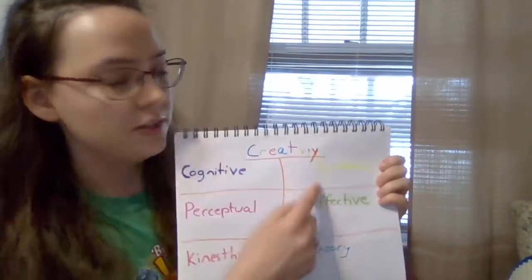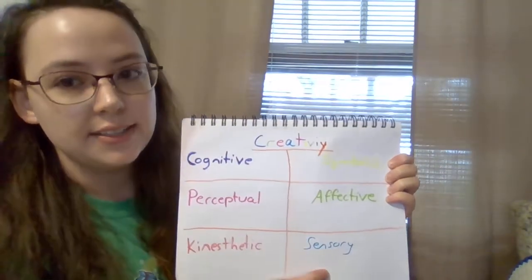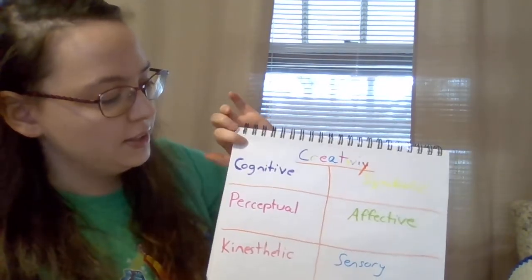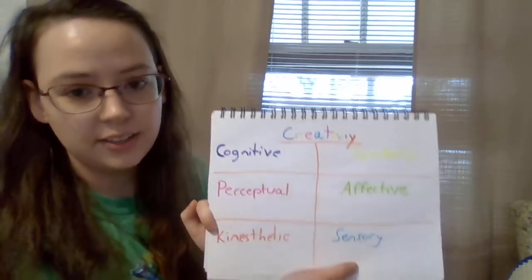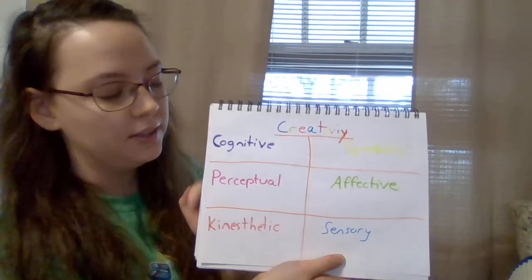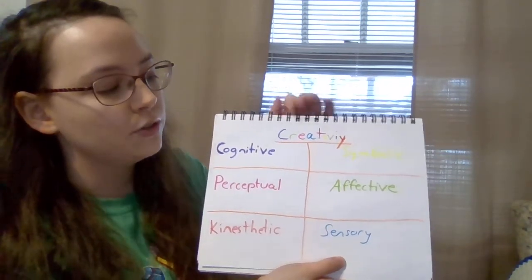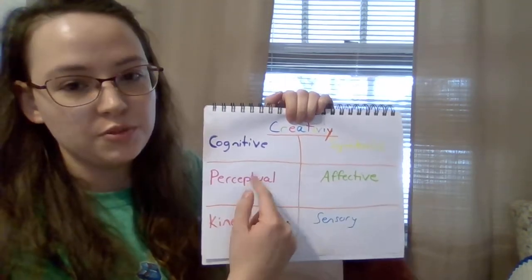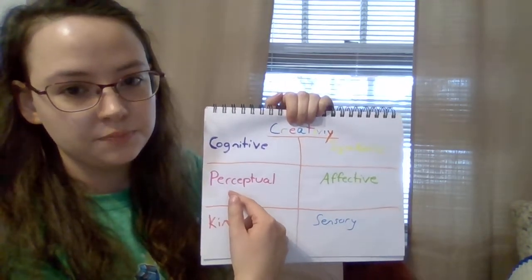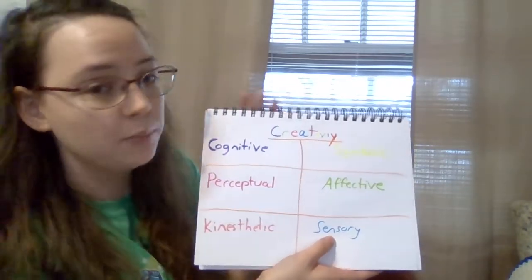But these are right brain activities: symbolic, affective, and sensory, whereas these ones are the left brain: cognitive, perceptual, kinesthetic. The interesting thing about these that I read in my textbook was if you're too far from the middle on one side, it becomes very hard to do the other. For example, actually a little bit is good.